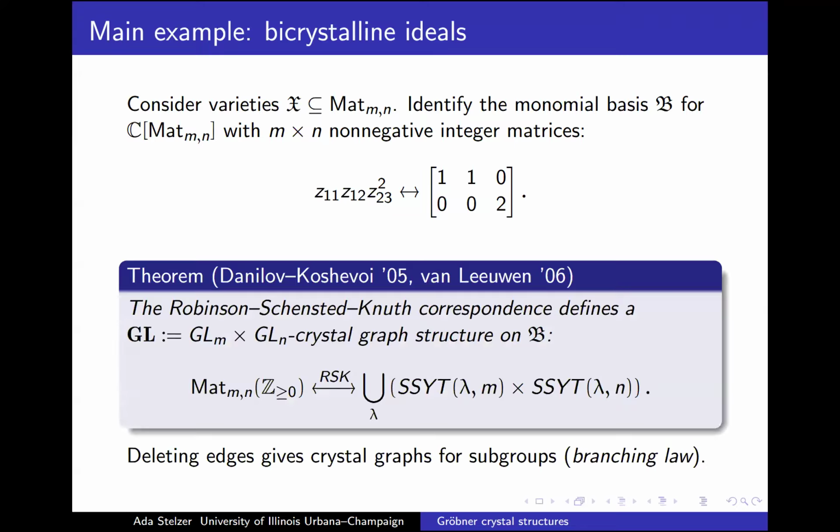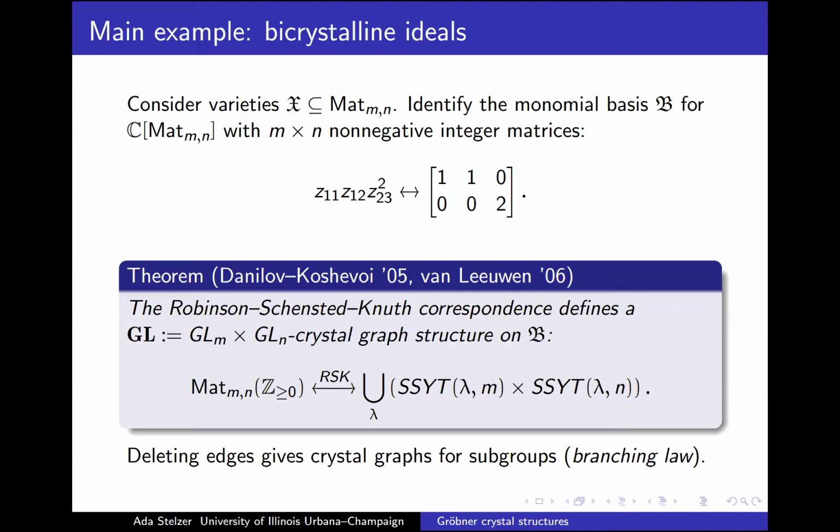And then there's this lovely theorem from Danilov-Koshevoi and van Leeuwen about 20 years ago, which states that the Robinson-Schensted-Knuth correspondence gives a boldface GL crystal graph structure on the set of non-negative integer matrices. If you're not familiar with the RSK correspondence, I'm not going to give any details here, but this is a central bijection in algebraic combinatorics that has many generalizations and many interpretations, and this is the crystal interpretation of it.